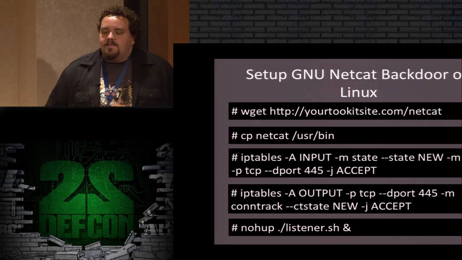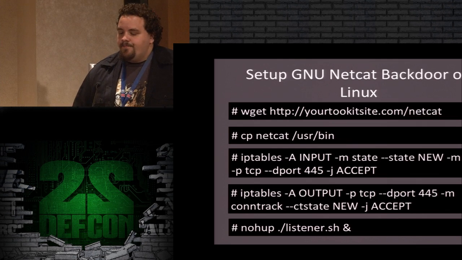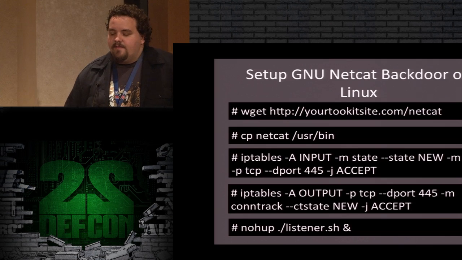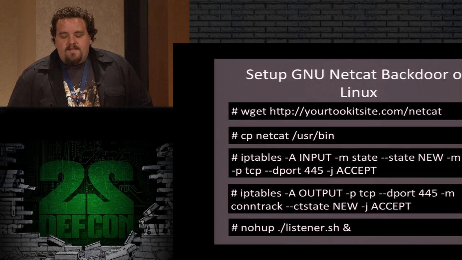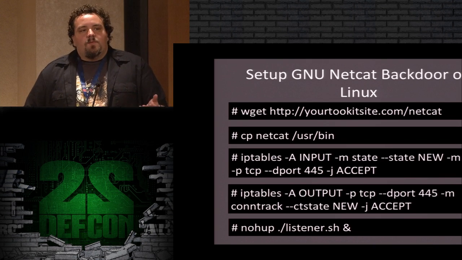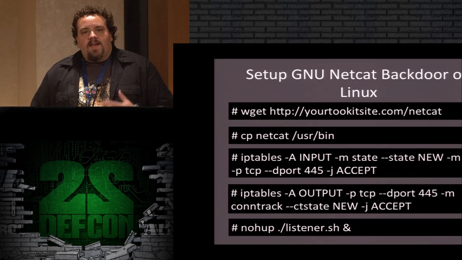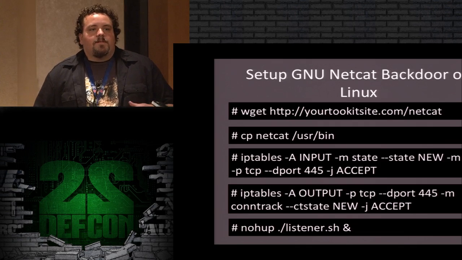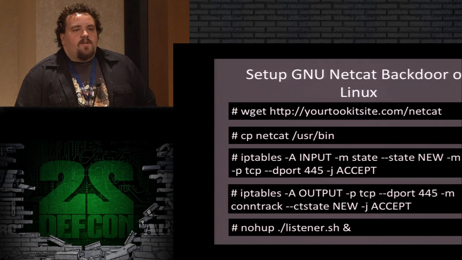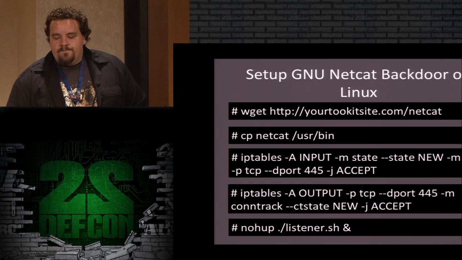And then again, here is the netcat backdoor on Linux setup. So you can use wget to get your netcat, copy it into the user bin so it's in path, set up the iptables. And the critical thing here is you want to nohup the listener because we want to disconnect the command line user from the process. So when they exit their terminal and they go and do something else or they log in a different machine, we can still get to that process, and that process isn't owned by that user.